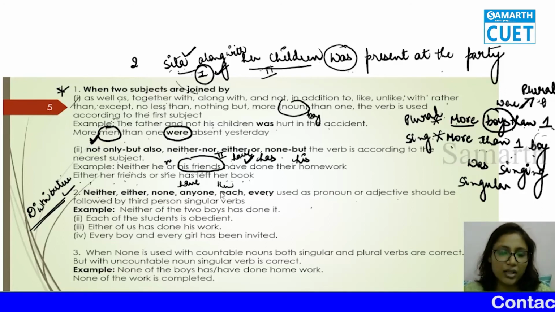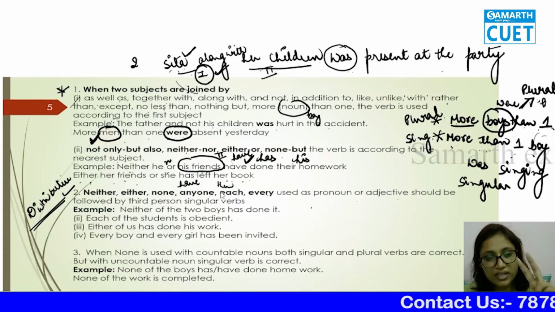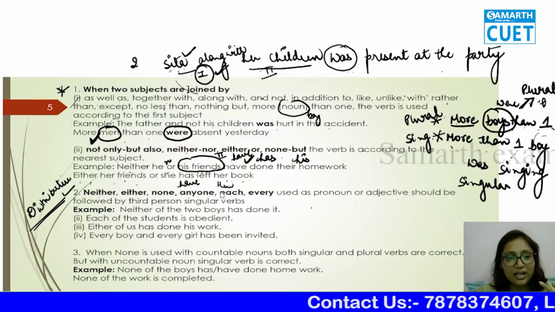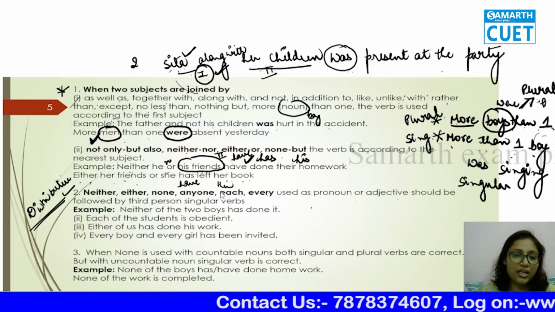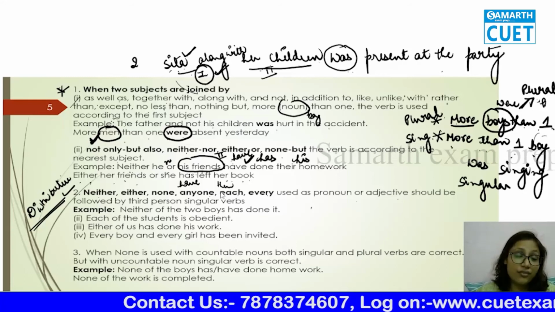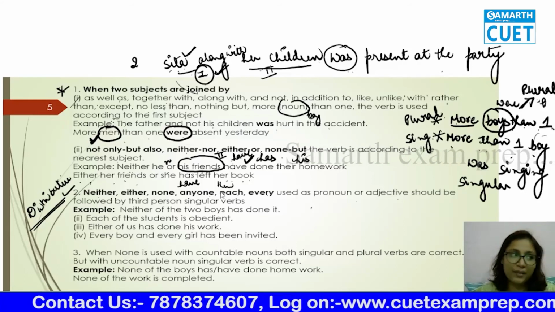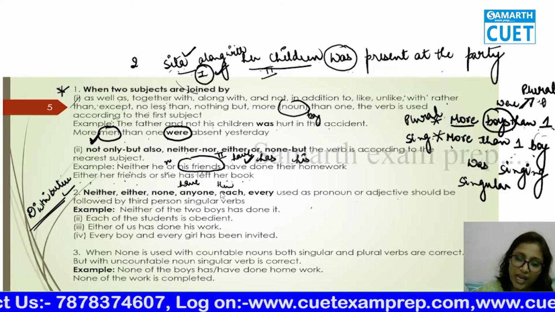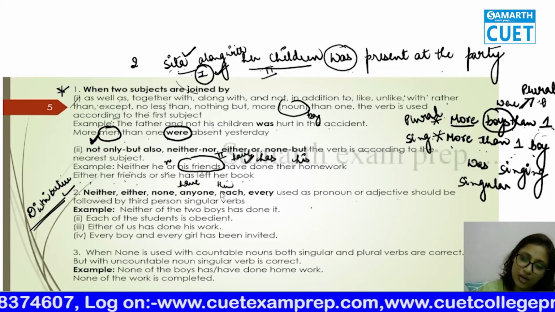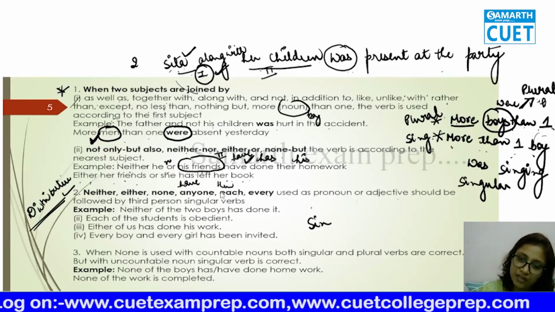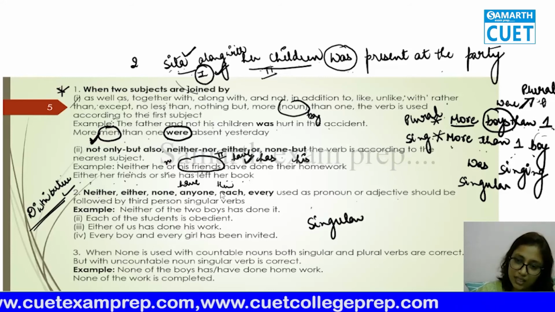Neither, either, if there are not two persons, but neither of the boys, either of the boys, none of the boys, any one of them, each one of them, every time for these we are going to use a singular verb. Go through the sentences, you'll know.